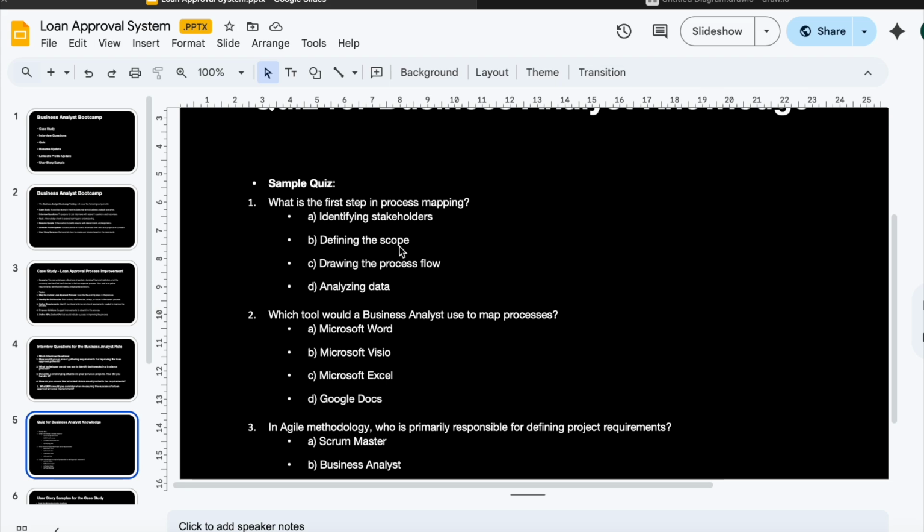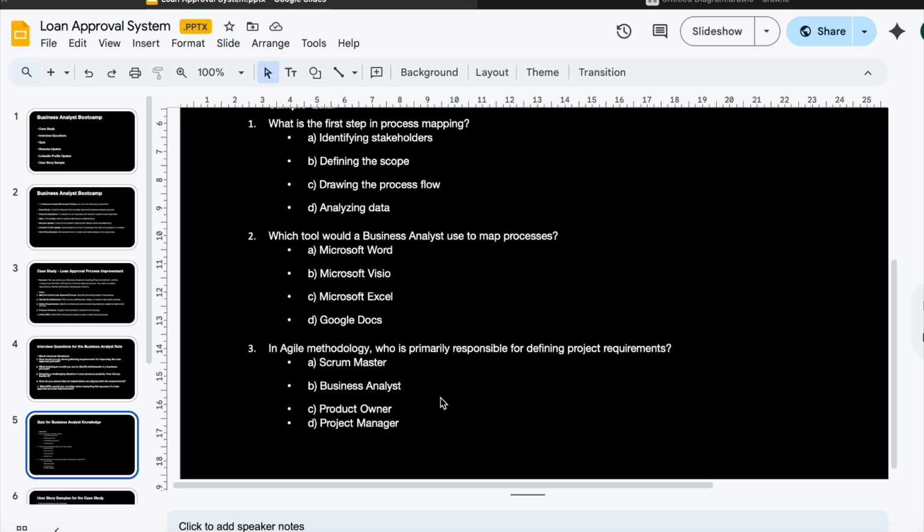Okay. So next question is, which tool would a business analyst use to map a process? There are many tools, but based on these answers, what is the best tool you can use? In this case, we can go with the answer Microsoft Visio. Okay. So in Agile methodology, who is primarily responsible for defining project requirements? A Scrum Master, Business Analyst, Product Owner, or Project Manager?